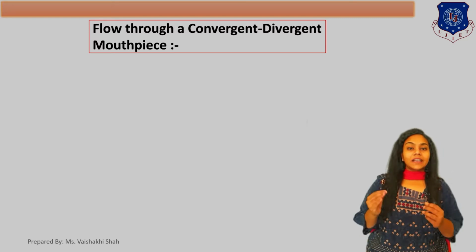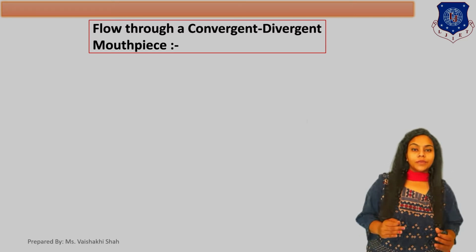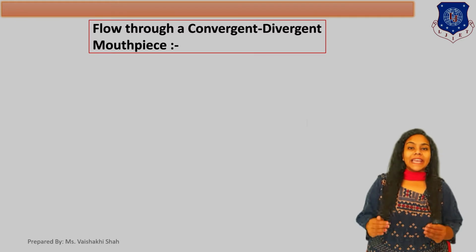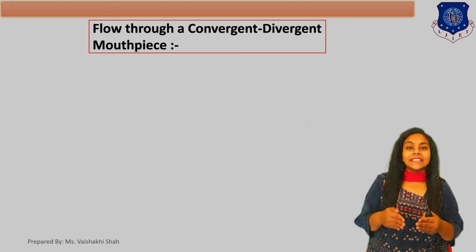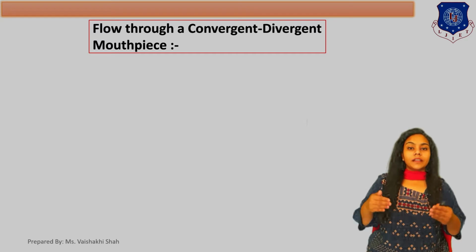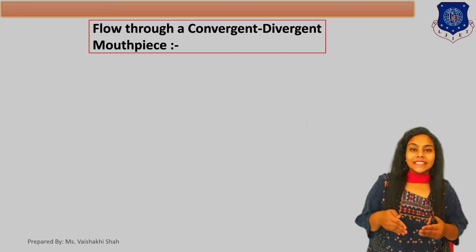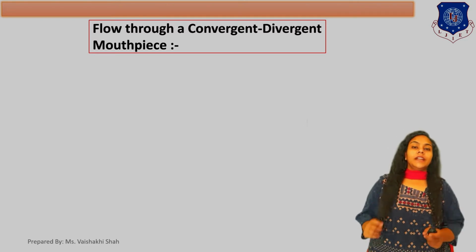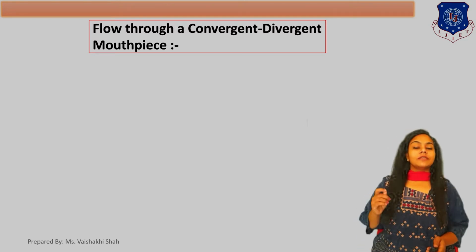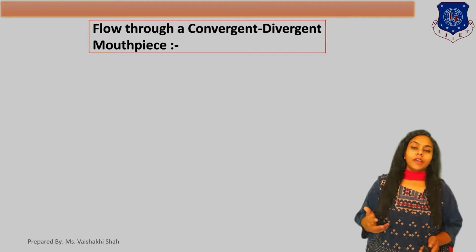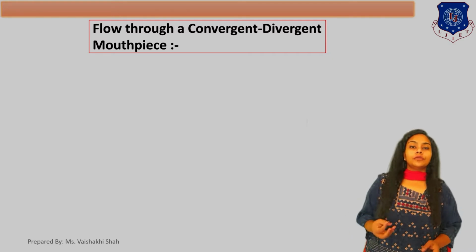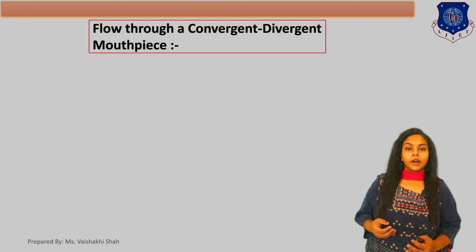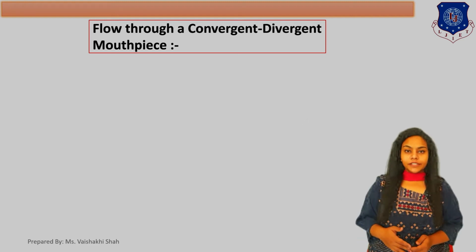In a convergent divergent mouthpiece, first the area of the mouthpiece decreases in the convergent part, and after that the area of the mouthpiece increases. So that is called a convergent divergent mouthpiece. Now we are going to derive the flow through a convergent divergent mouthpiece. So let us start our derivation.